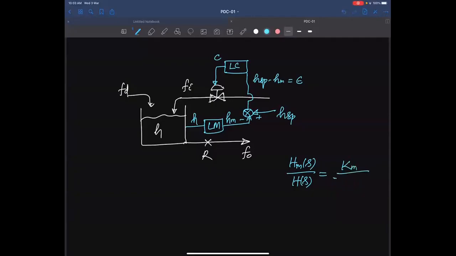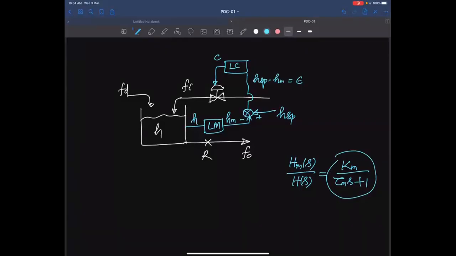Km by tau M S plus 1. So what is the meaning of this group? Say the measurement is having a transfer function. For example, in the case of a thermometer system, we take the measurement of temperature, and this measured temperature is not equal to the actual temperature. It has its own dynamics. So this is the transfer function of the measurement.